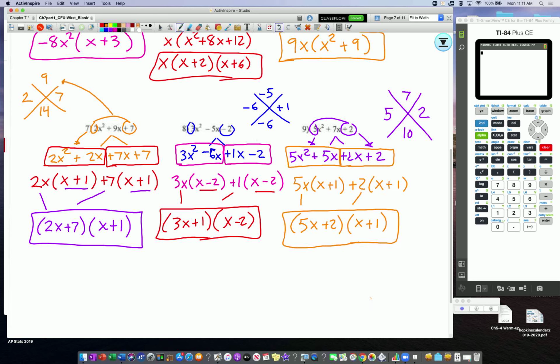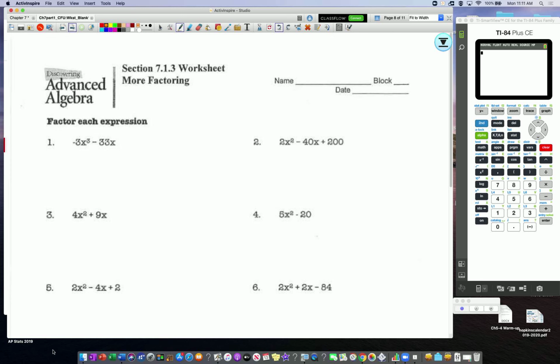All right, so that takes care of the CFU page. So let's move on to the assignment page. So it says factor each expression. So make sure you factor it all the way if you can do so. All right, so I'm going to look at the first one here, and I ask myself, what do they share? Looks like a minus 3 and an x. So when I pull out a minus 3 and an x, I'm left with x squared, and I'm left with a plus 11. Can't do anything more with that, so I have that first one done.